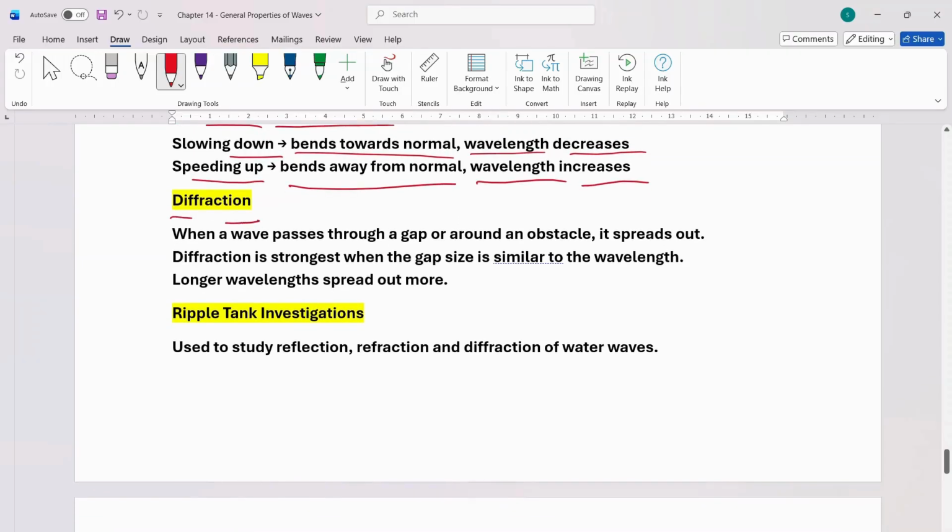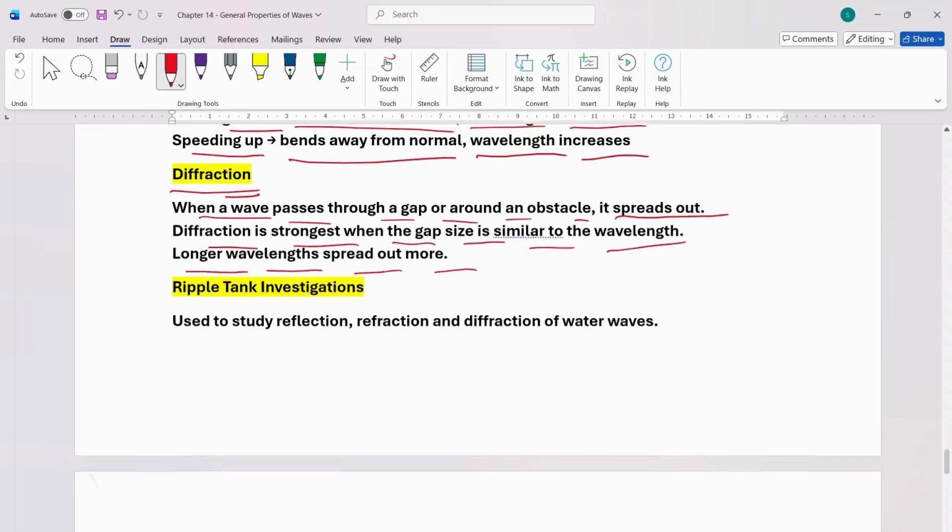Now let's talk about diffraction. When a wave passes through a gap or around an obstacle, it spreads out. Diffraction is strongest when the gap size is similar to the wavelength. A longer wavelength spreads out more.